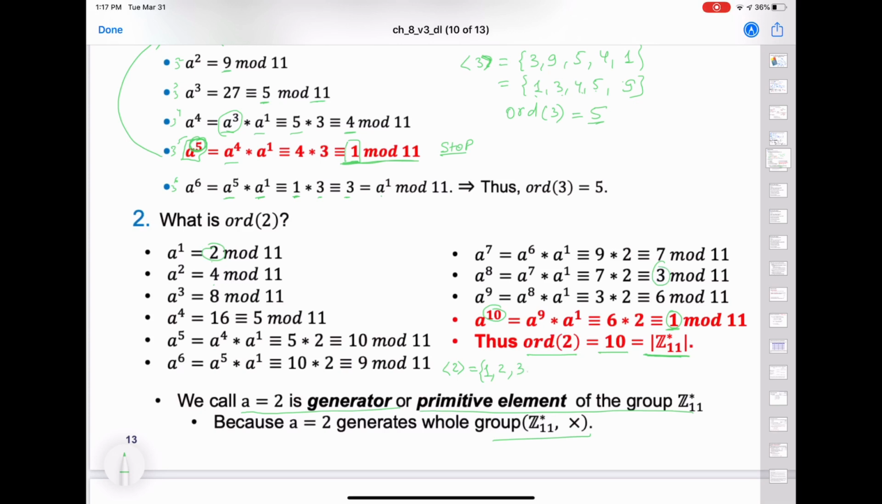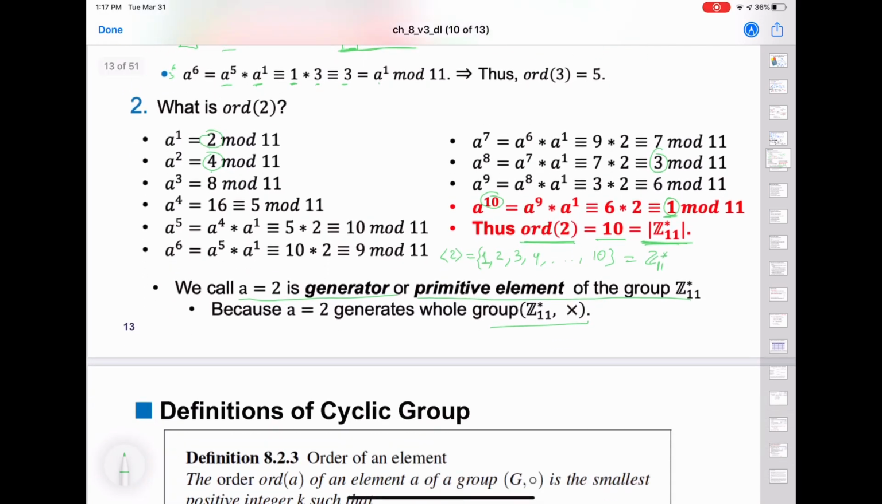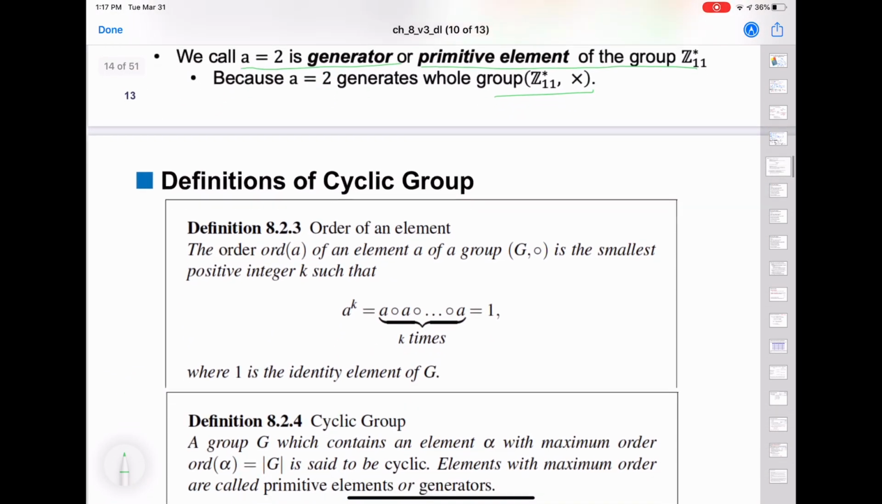So it generates 3. 2, does it generate 4? Yes, it generates 4. And you can look, it generates all elements over here. So it generates the whole Z11 star. Yes, so that's why we say that 2 is the generator. As soon as this satisfies that the order of 2 is equal to the cardinality of Z11 star, we will say that this is the generator.